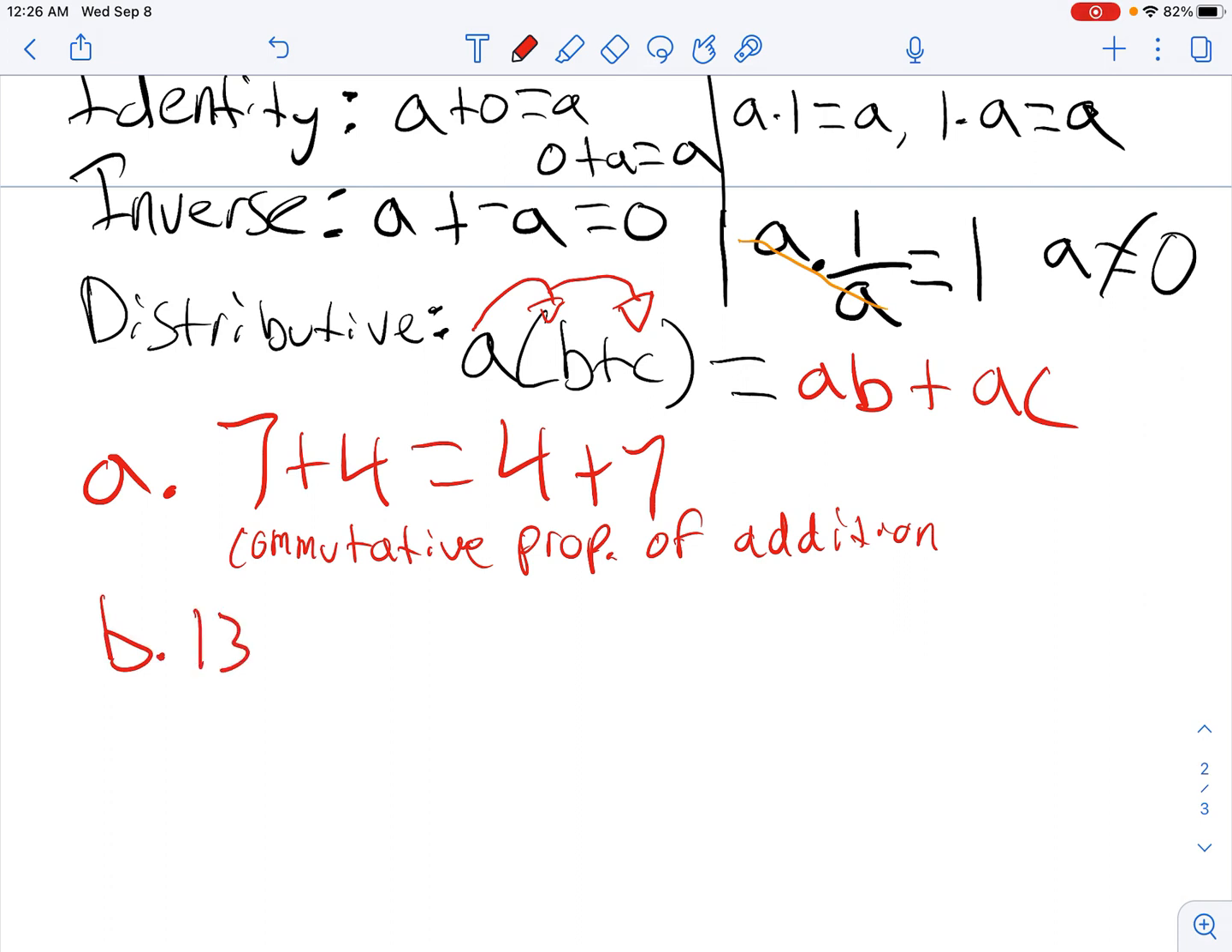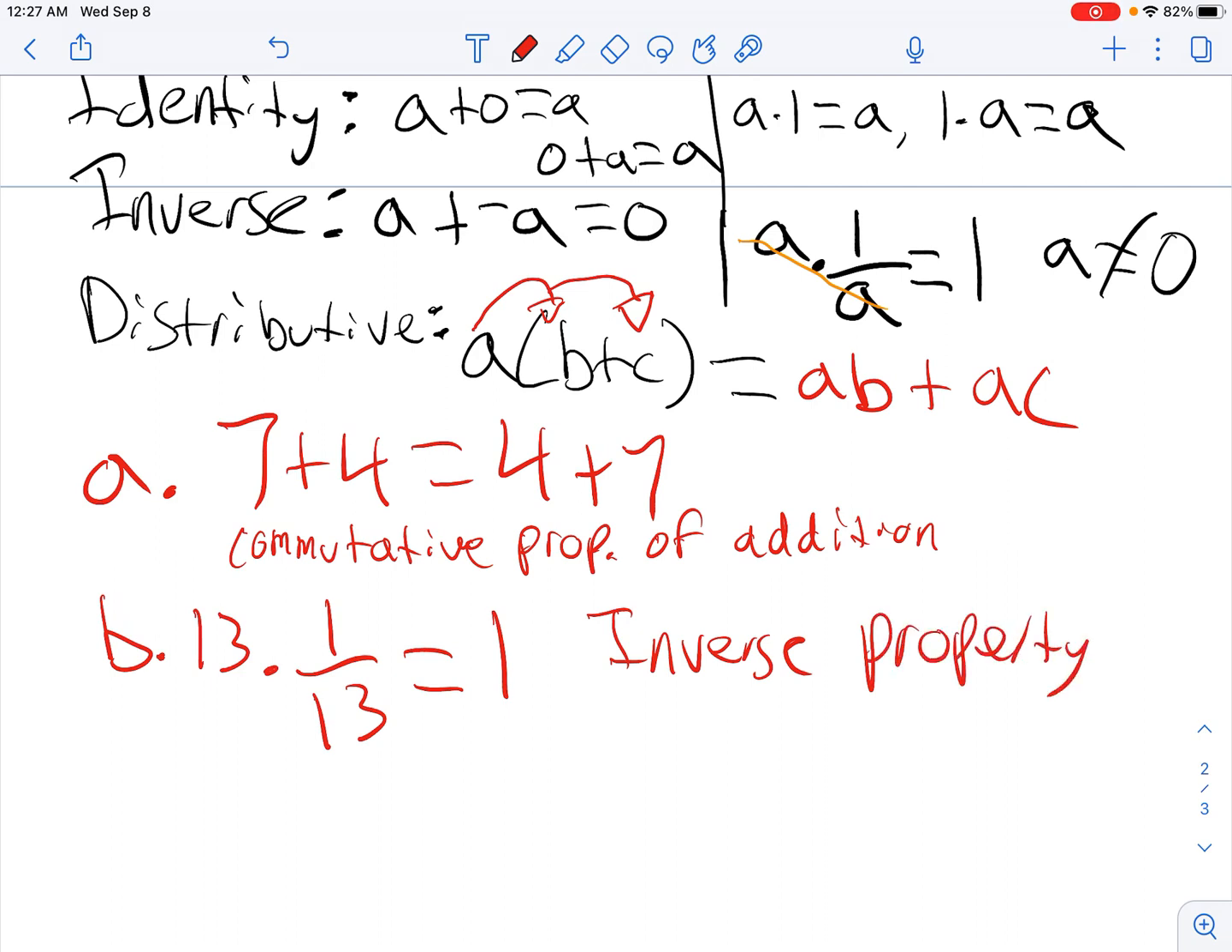Or B, if I did a different example, and I said, hey, 13 multiplied by 1/13 equals 1. This would just be the inverse property of multiplication. So again, you're going to have to be able to identify some of these.